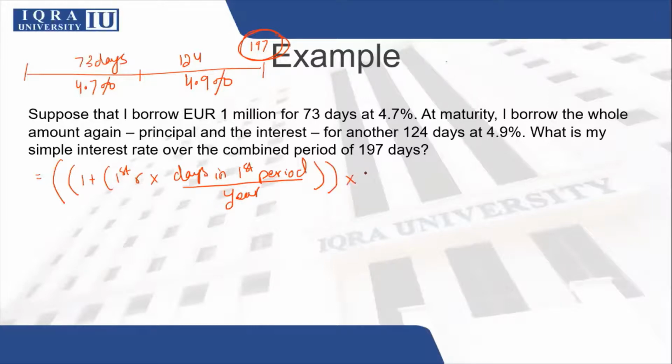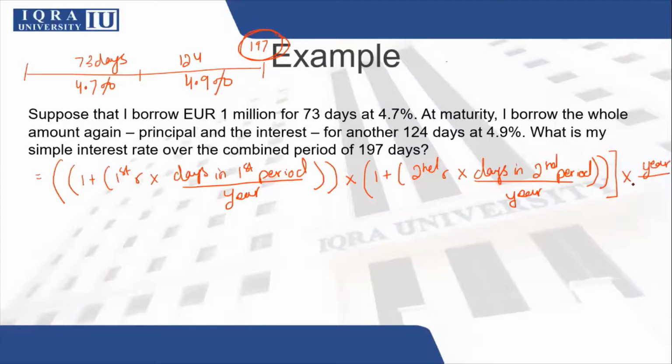Then we have multiplied this by, now we have the second one as well. So 1 plus the second interest rate. So again, I'm going to write R times days in the second period divided by year, and you're going to close the bracket once again. And then this whole bracket will be closed, multiplied by year divided by the total days. So this is your stripping formula that you are going to use. So let's plug in the values now.